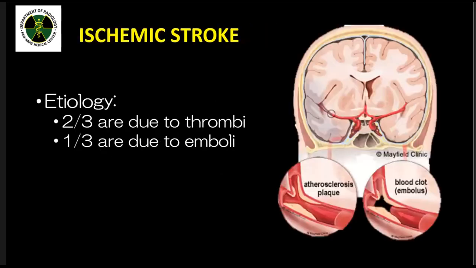So for ischemic stroke, it is caused by a block of artery to the brain, either from buildup of plaques within the artery wall or from clot. Two-thirds are from the thrombi and one-third are from the emboli.